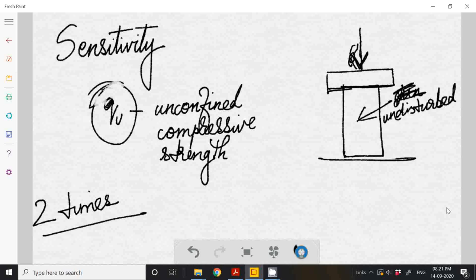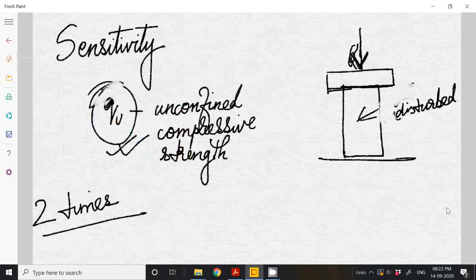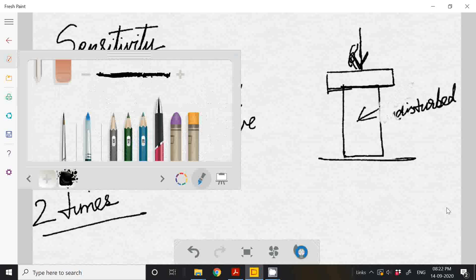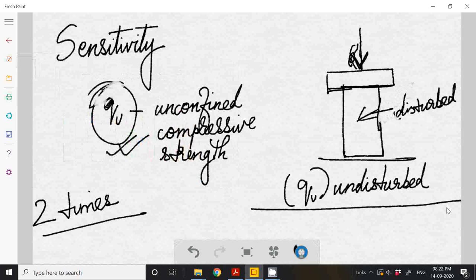Then we find out QU. Then again, we remold the soil. That means we disturb the soil. Then the soil becomes disturbed, and we find out QU once again. So first one is QU undisturbed, when the soil is taken from the site. We don't disturb the soil. So with that sample, you do the test, you get QU undisturbed from the sample.